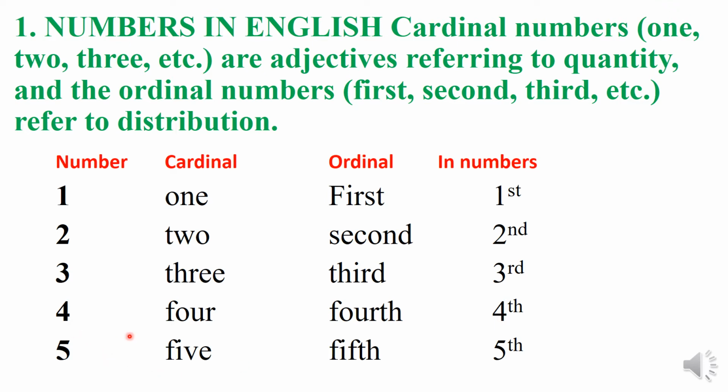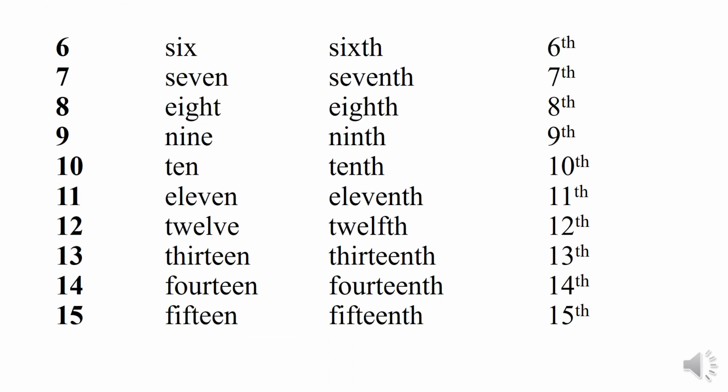5, cardinal is 5, and the ordinal is 5th. You see there is a change. Pay attention here, please. And here in numbers you write 5 and th. Six, cardinal is 6, ordinal is 6th, and in numbers it is written like this. 7, you have cardinal 7, ordinal 7th, and in numbers you write this. 8, you have 8 cardinal, ordinal 8th, and in numbers you write 8th.